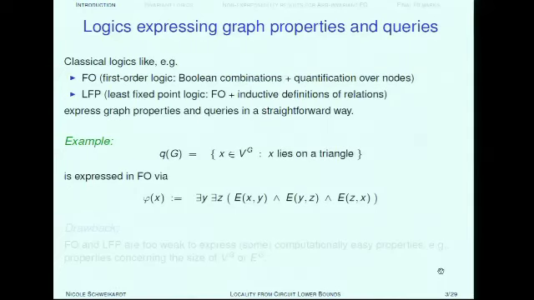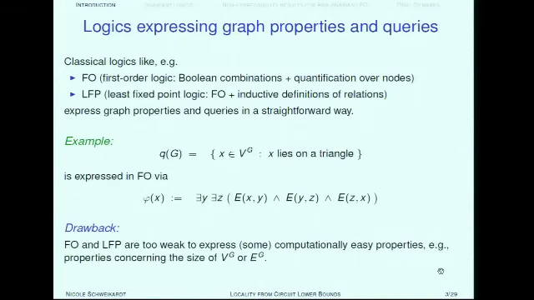Now, classical logics like first order logic or least fixed point logic, or whatever logic is your favorite logic, allow us to express graph properties or graph queries in a very natural way. Like this first order formula here says that node X of a graph lies on a triangle. So there are nodes Y and Z such that there is an edge from X to Y, from Y to Z, and from Z to X again.